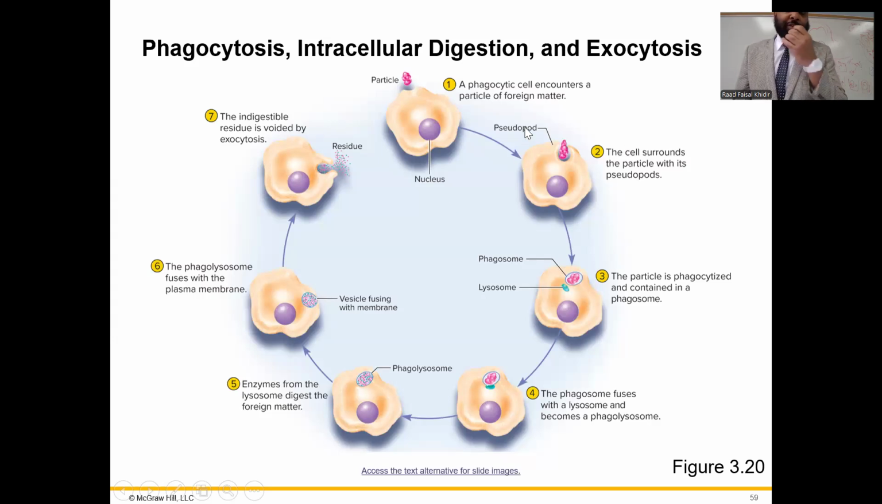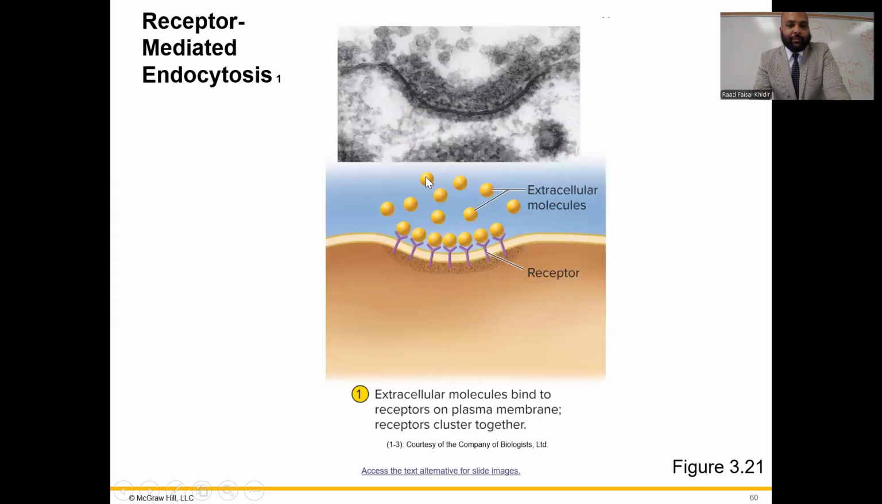Okay, this just shows us how phagocytosis happens. We talked about this on the first day of class, where a phagocytic cell encounters a particle of foreign matter, and then the pseudopods surround it, engulfing it, phagocytosing it, then fusing a lysosome with this phagosome that was endocytosed. Then you have a phagolysosome. Then the remains are secreted out as residual blebs that are harmless.